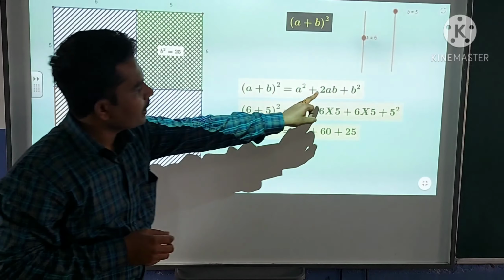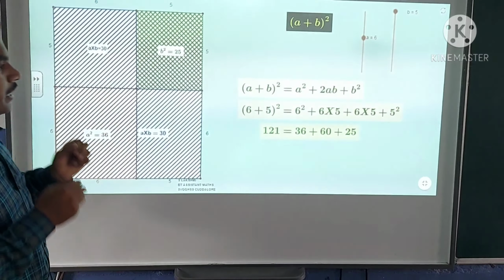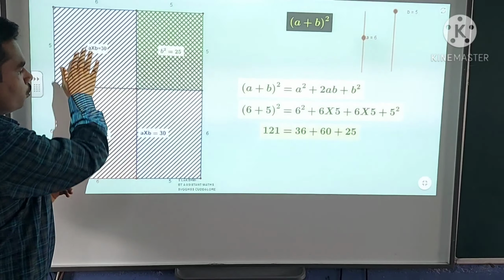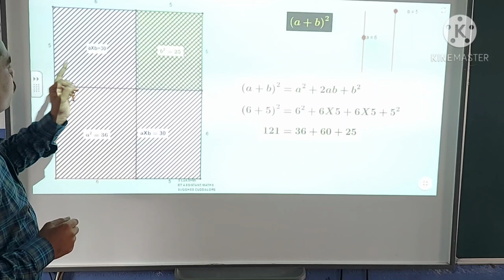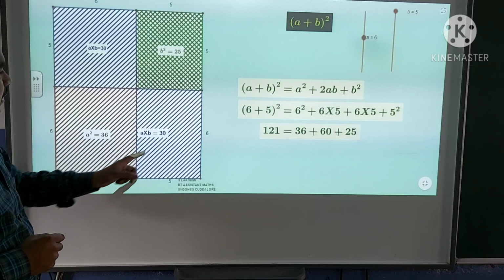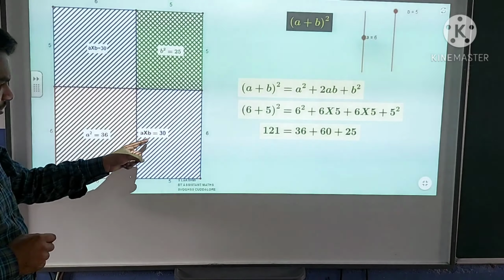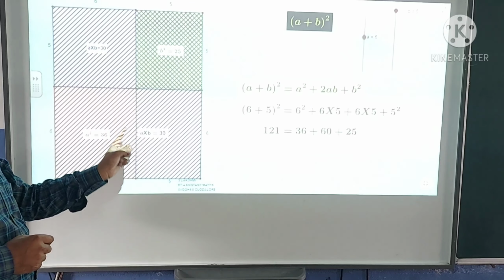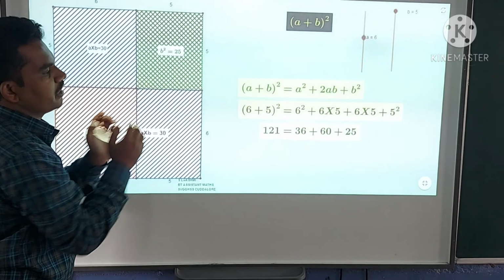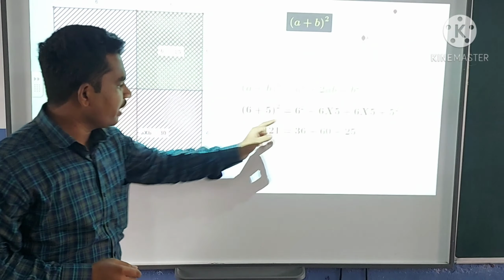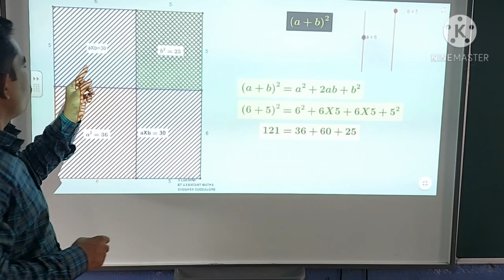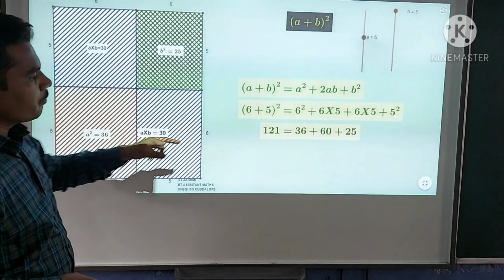Next, here 2ab, here this is 1ab, this is also 1ab. So 2ab. So ab is 5 into 6, 30. Here also 5 into 6, 30. So here is 30, here also 30. Now we have seen 6 square equal to 36. So 1ab is 30, that means 2ab means 60.